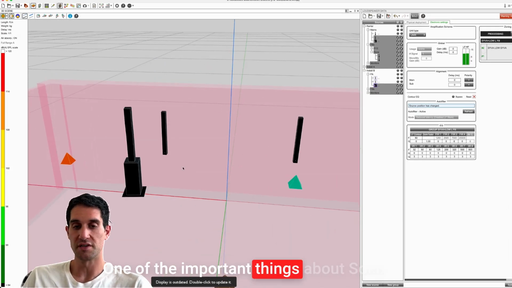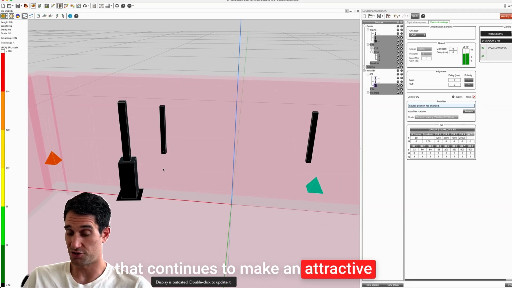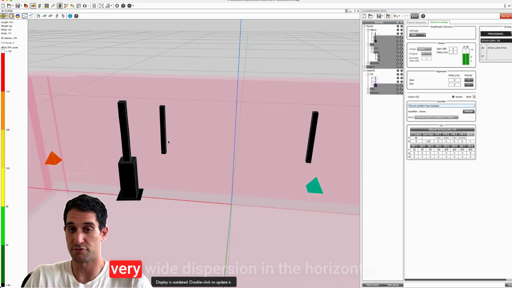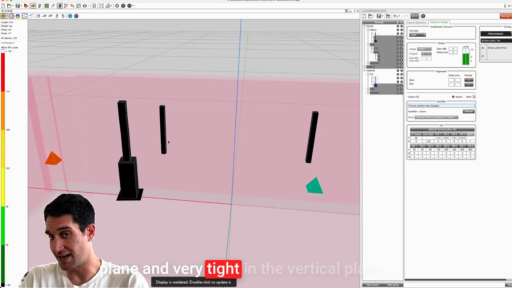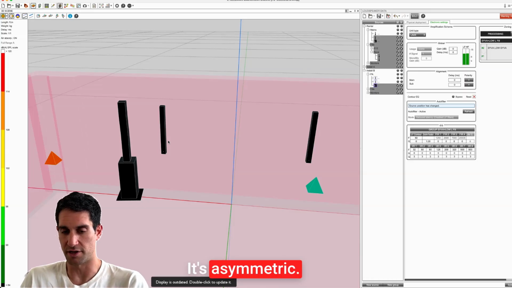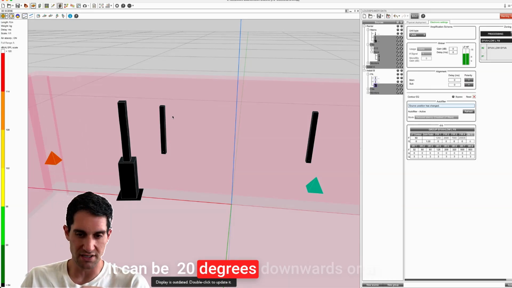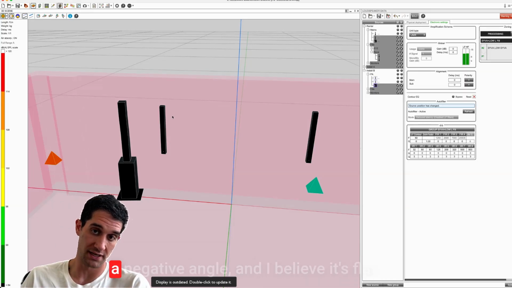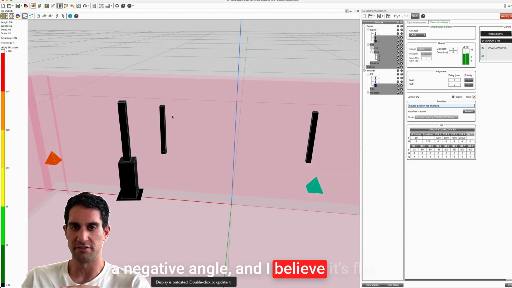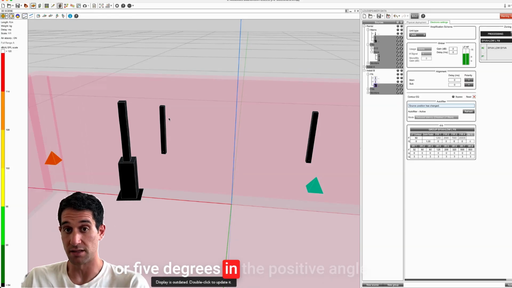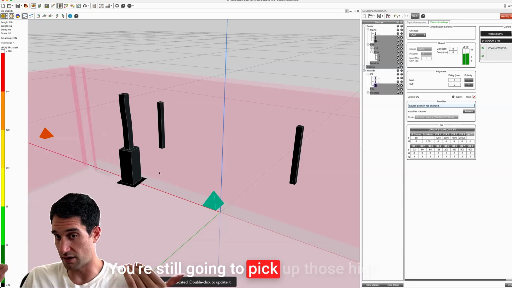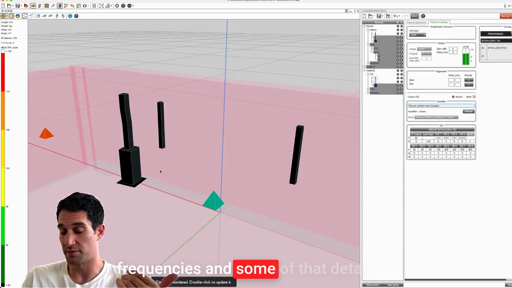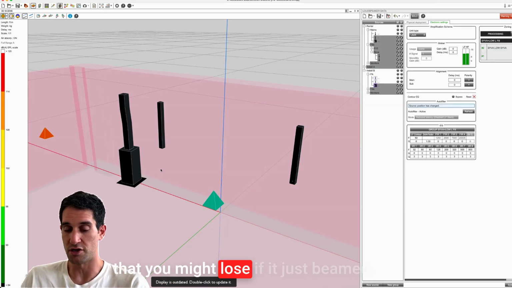One of the important things about Soka that continues to make it an attractive option for this space is that it has a very wide dispersion in the horizontal plane and very tight in the vertical plane. It's asymmetric. It can be 20 degrees downwards or at a negative angle. And I believe it's flat or 5 degrees in the positive angle. If you work sitting underneath Soka, you're still going to pick up those high frequencies and some of that detail that you might lose otherwise.